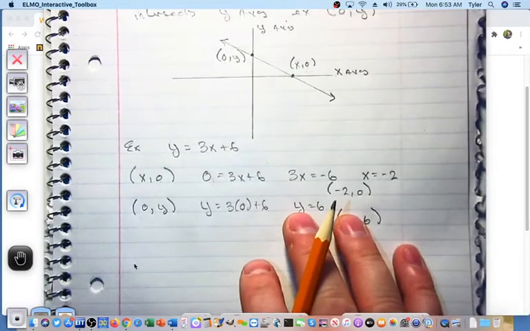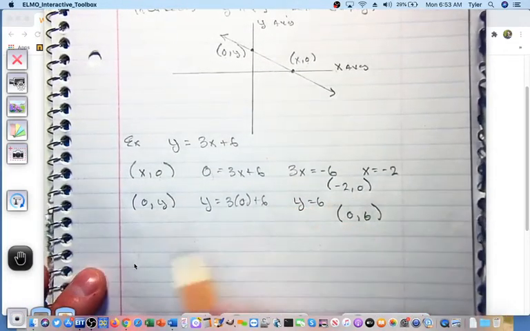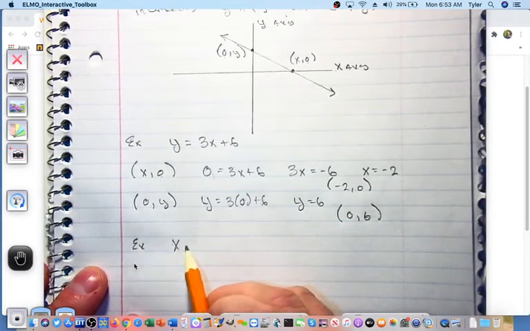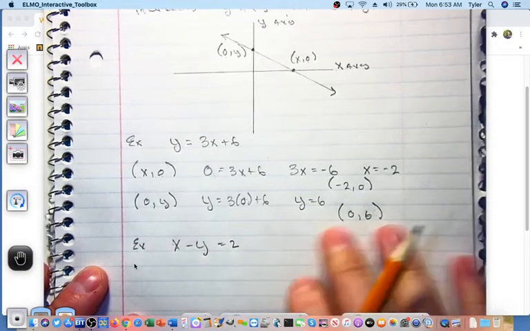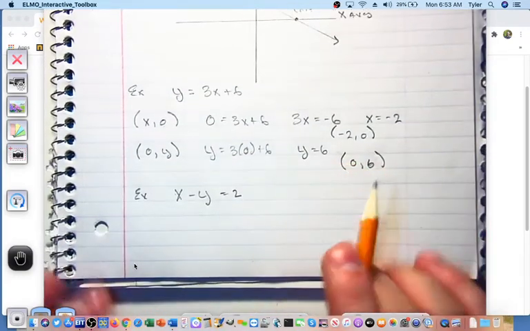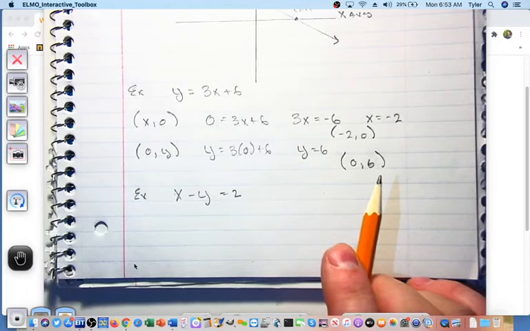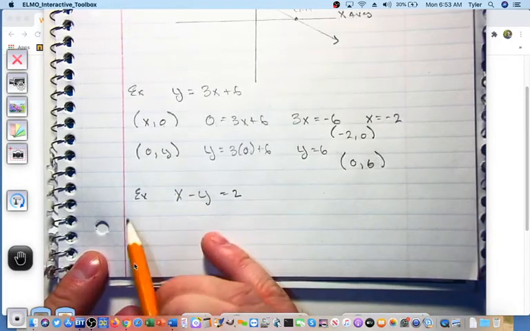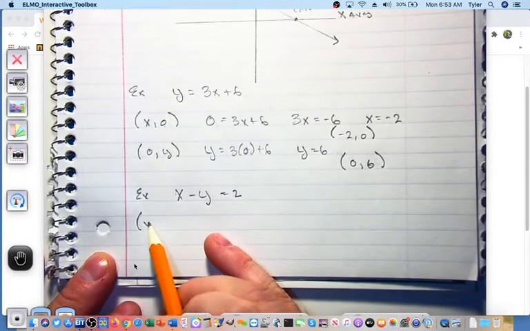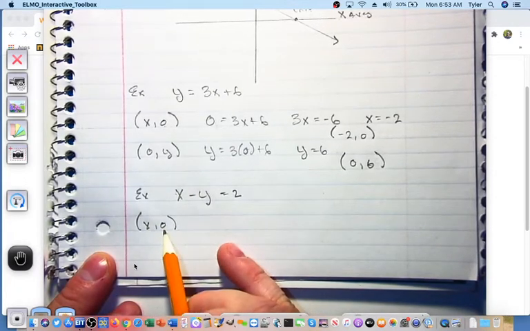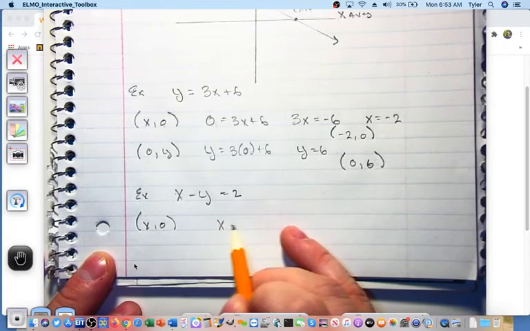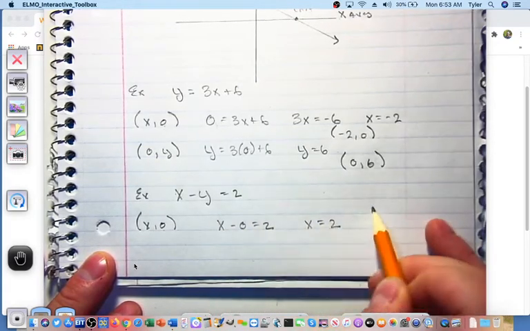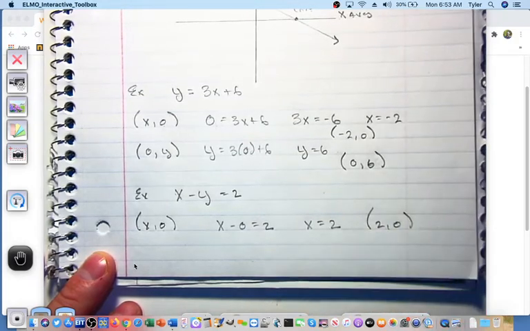So next up, let's take a look at another example, but this one is going to start out in standard form. So they give us x minus y is equal to 2. We're going to do the same thing. We're going to discover the x-intercept and the y-intercept by substituting in zeros in the appropriate location. So first, let's find our x-intercept, substituting a 0 in for y. It gives me x minus 0 is equal to 2, which means x is equal to 2. So my x-intercept is (2, 0).